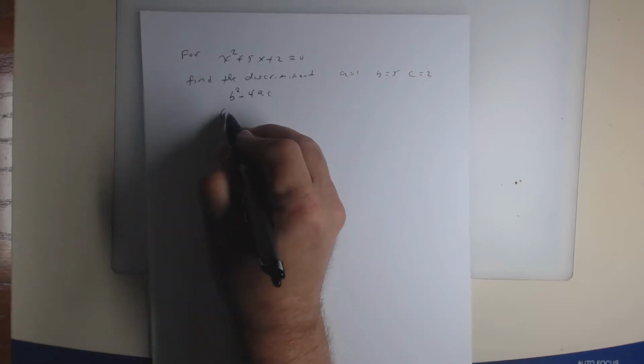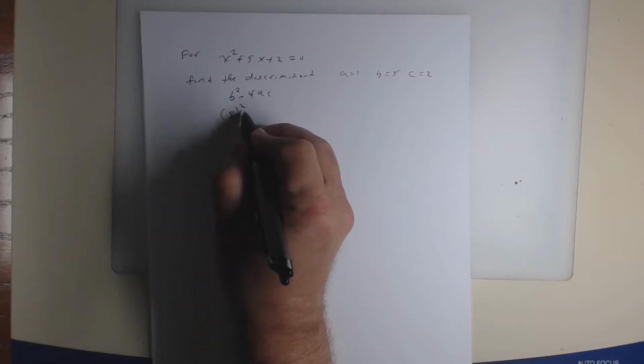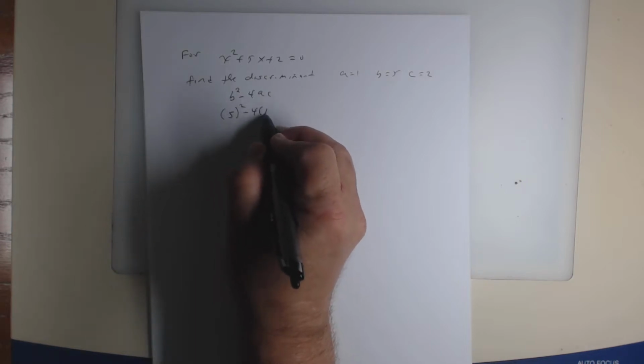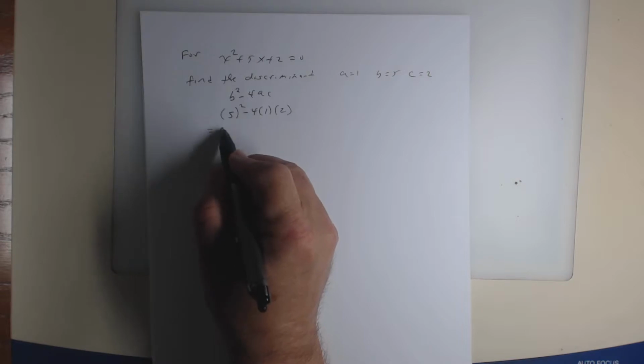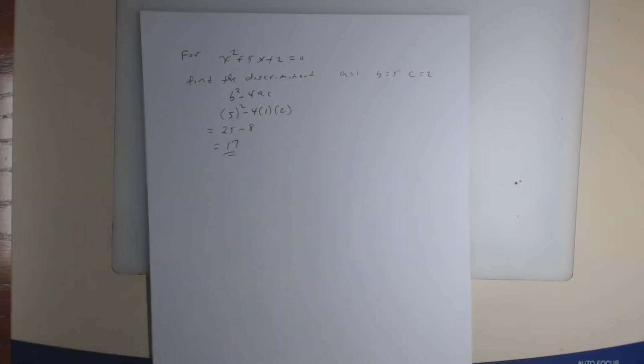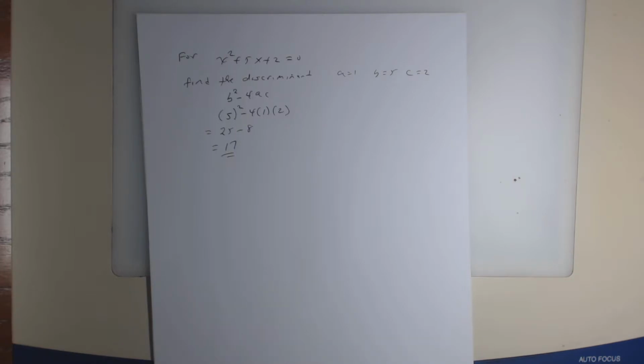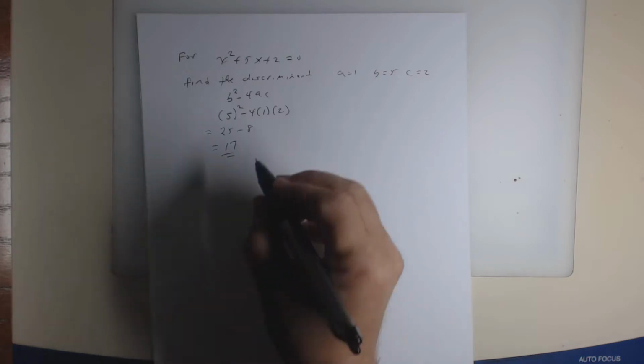Now you just plug these numbers back in. So it's B, I'm squaring it, minus 4 times A, which is 1, times C, which is 2. What's 5 squared? 25 minus 8, which is 17. So there's my discriminant. Okay, so it's positive, right? If it were negative, it would be what? Imaginary, and it would be 2 complex conjugates. This one's positive, so it's going to be real.